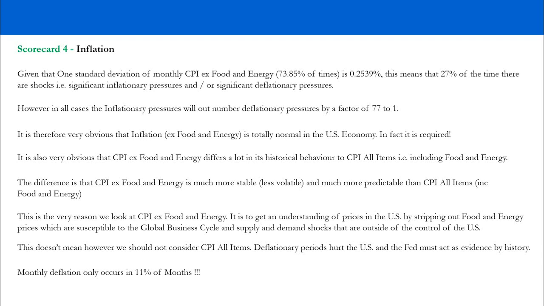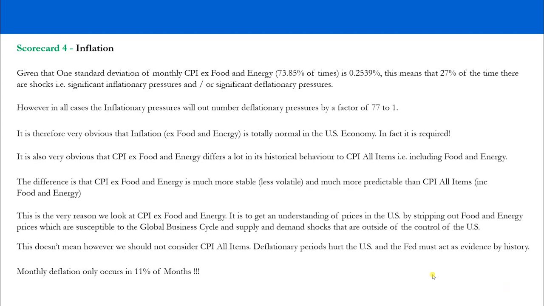Deflationary periods, whether the US likes it or not, clearly hurt the US, and the Fed must act as evidenced by history. Monthly deflation for CPI excluding food and energy occurs in about 11% of months. And I'm going to qualify that statement in a second, because if you look at the actual frequency of occurrences here, where you get negative numbers, the negative numbers are actually around 1%. However, the zero numbers add up to about 10%.